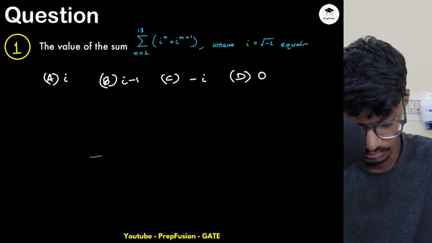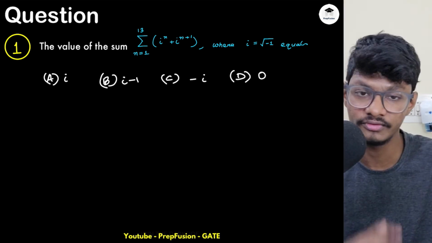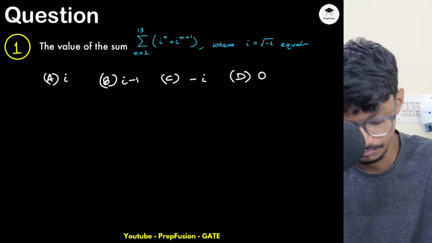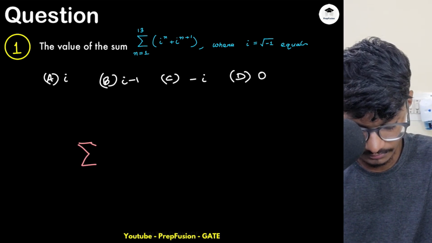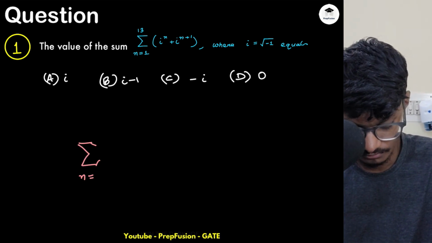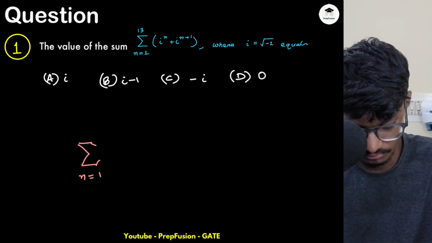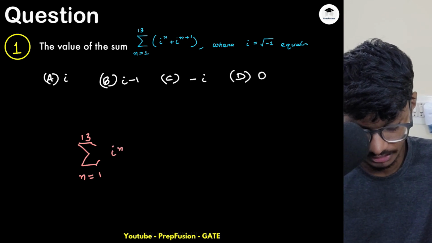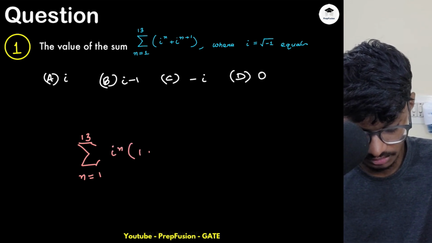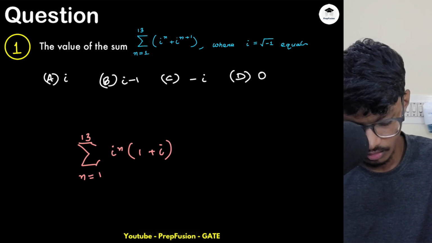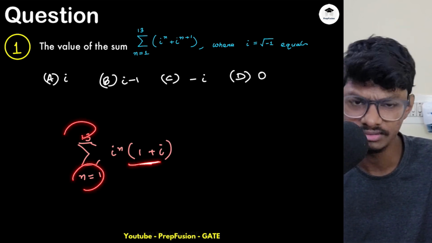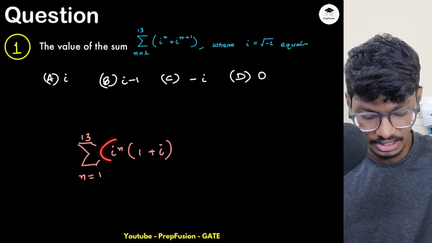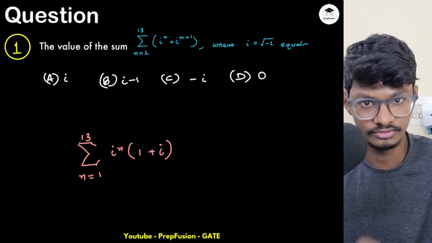Whenever you see a summation, and whenever you're feeling overwhelmed, just try to simplify it and observe some pattern. Okay, so this will be i raised to power n, and I can take 1 plus i common. Here n is the variable, and 1 plus i is constant, so I can take it outside of the summation. Only i raised to power n is varying with respect to n.